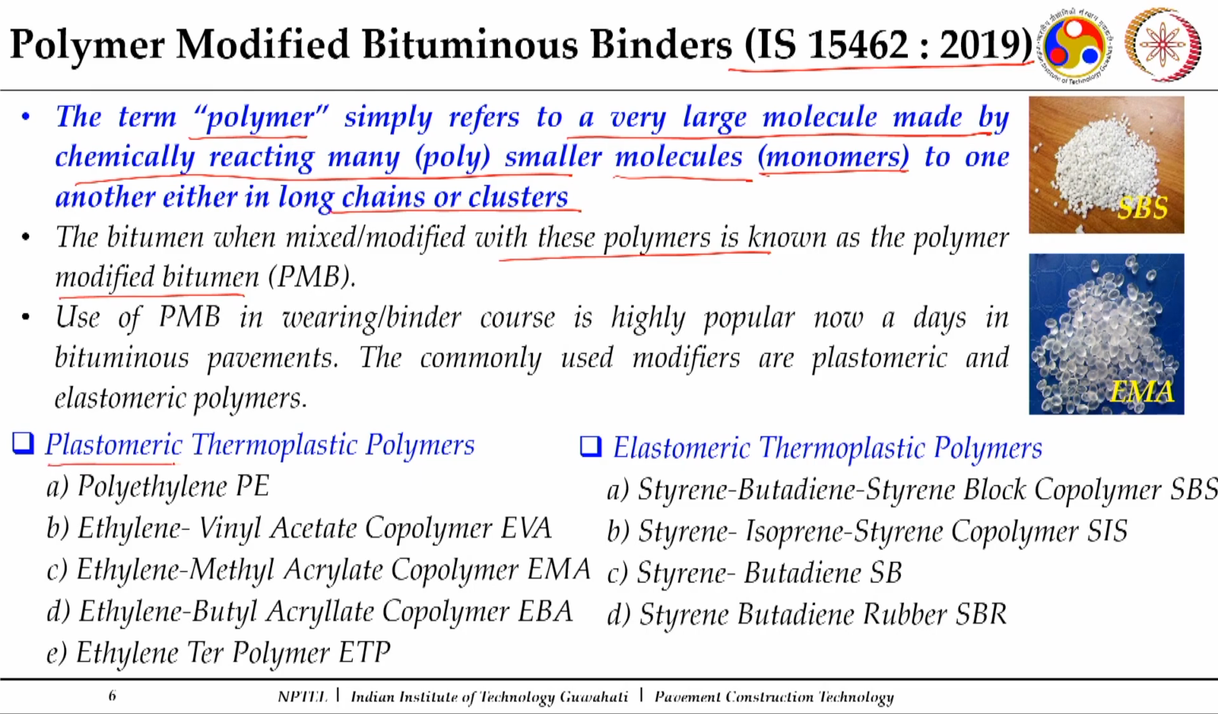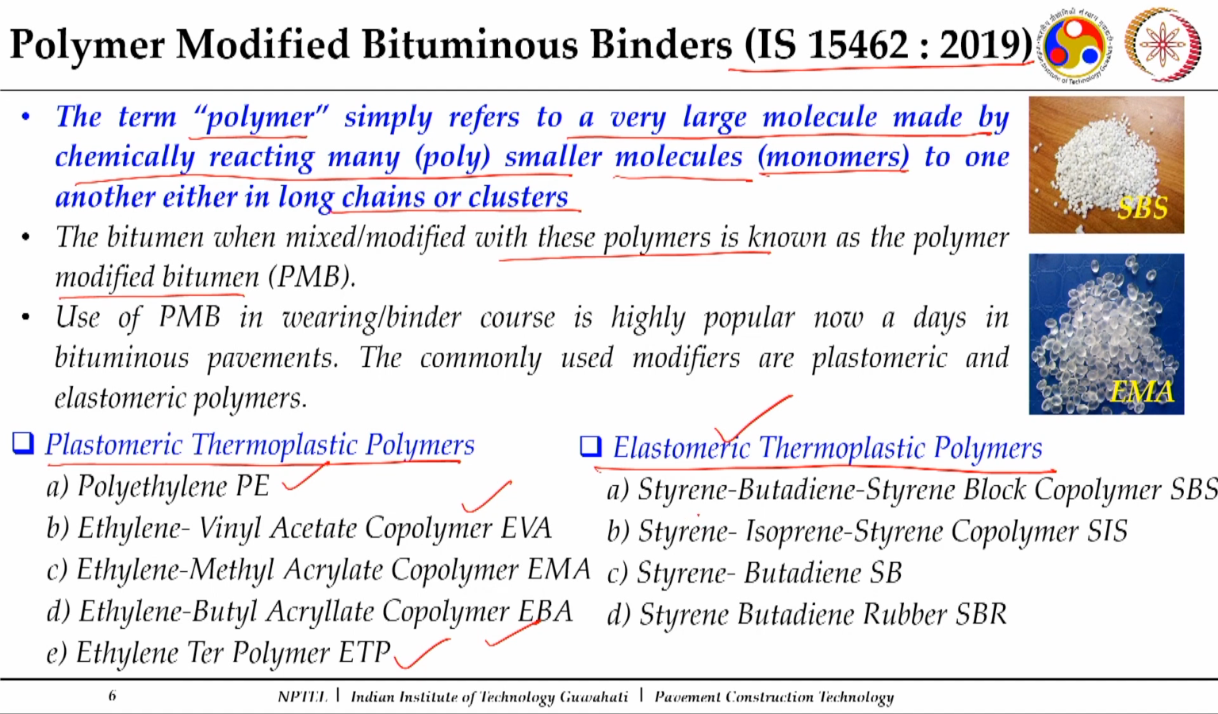One is plastomeric thermoplastic polymers and second is elastomeric thermoplastic polymers. This is the one which is more preferred for binder modification, and few examples of what type of polymers are there under these categories. You have polyethylene, ethylene vinyl acetate copolymer, ethylene methyl acrylate copolymer, then ethylene butyl acrylate copolymer, ethylene terpolymer is there.